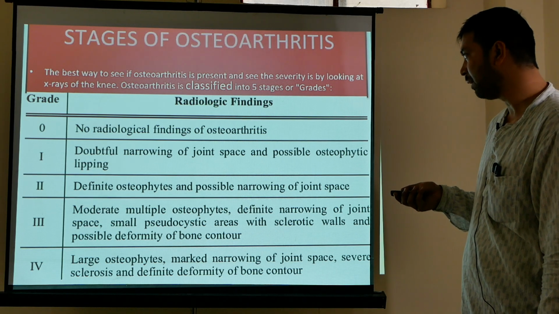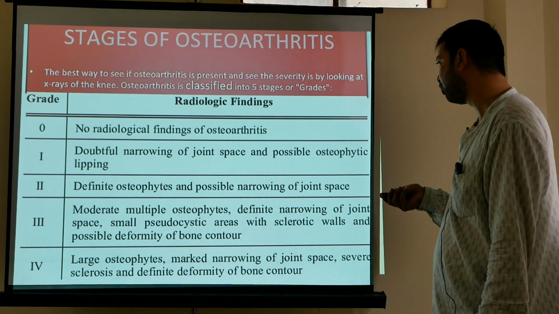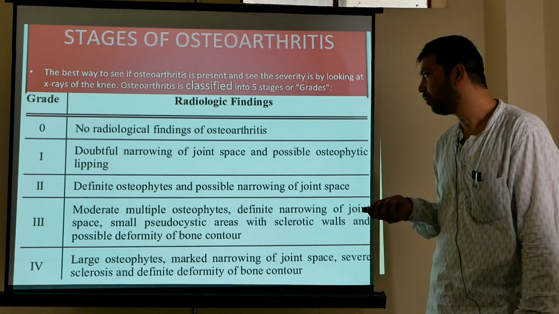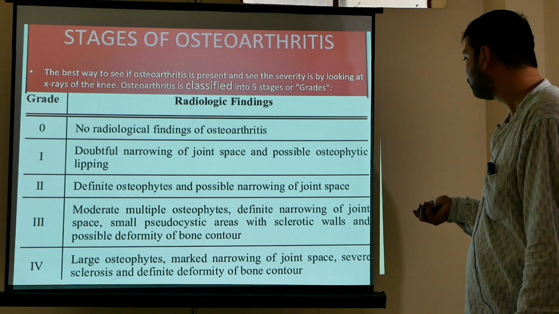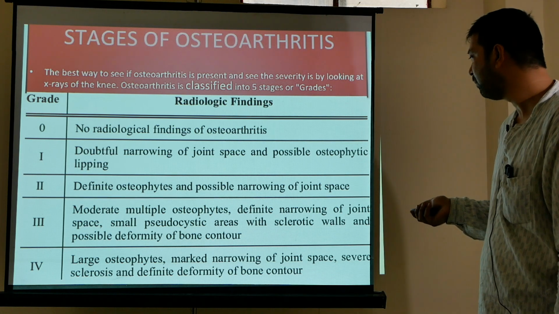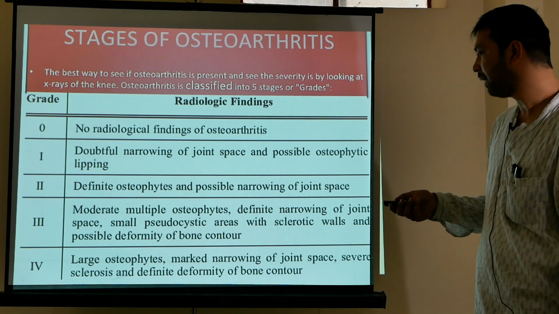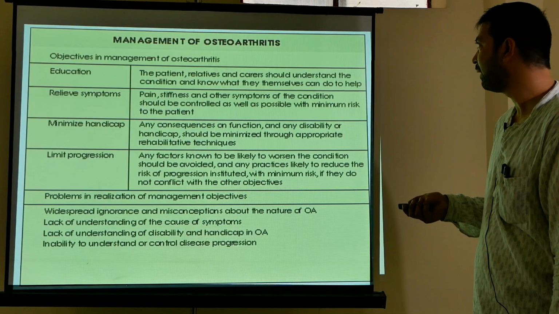Grade 3: moderate multiple osteophytes, definite narrowing of the joint space, small pseudocyst areas with sclerotic wall and possible deformity of the bone contour. Grade 4: large osteophytes, marked narrowing of the joint space, severe sclerosis and definite deformity of the bone contour. So from grade 0 to 4, the severity of the osteoarthritic condition increases.